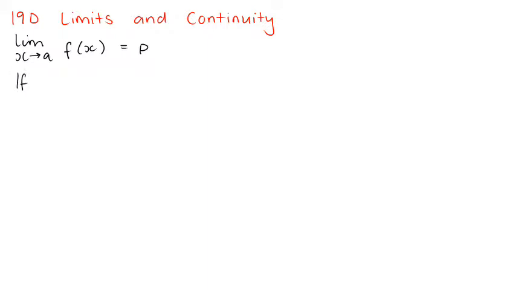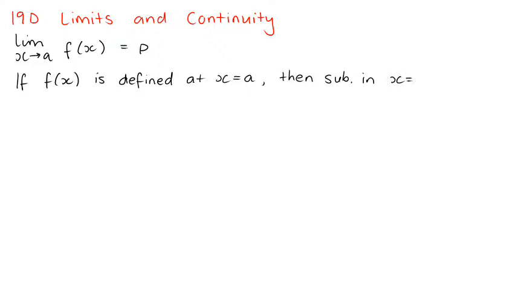So if f of x is defined at x equals a, then substitute x equals a into the function to find the limit. Just as before, when h approached 0 we subbed in h equals 0, you're doing the same thing. So as x approaches, for example, 3, you just sub in x equals 3 into your function and you find the limit that way. It's pretty straightforward.